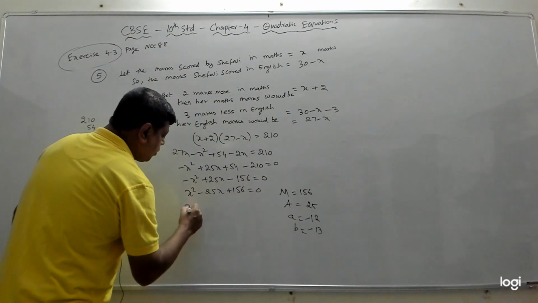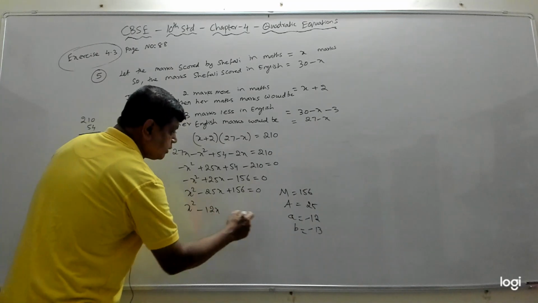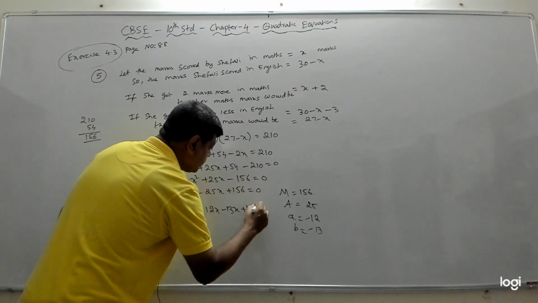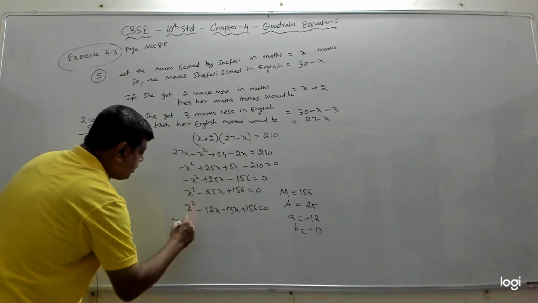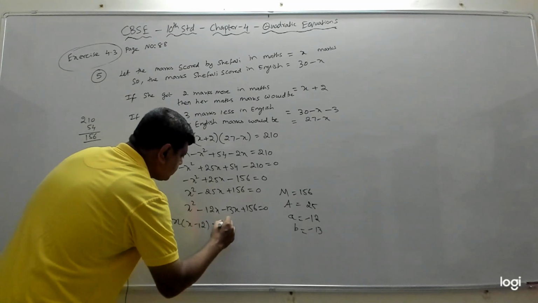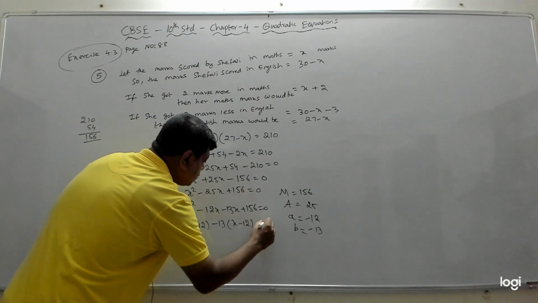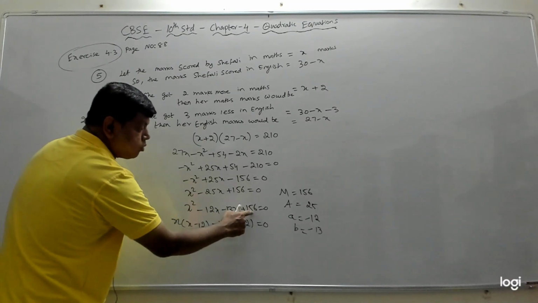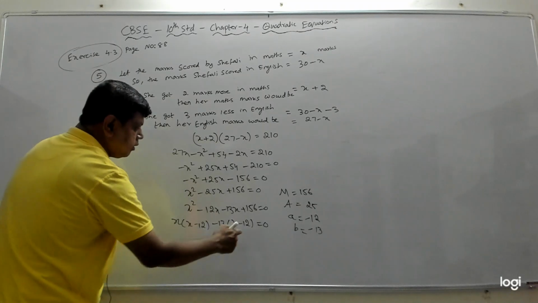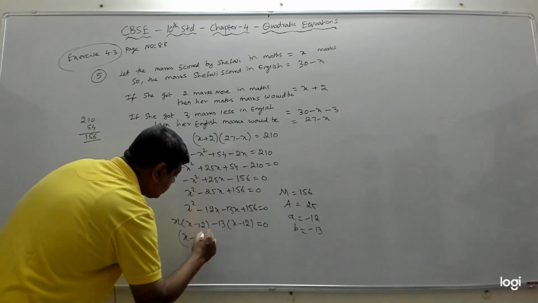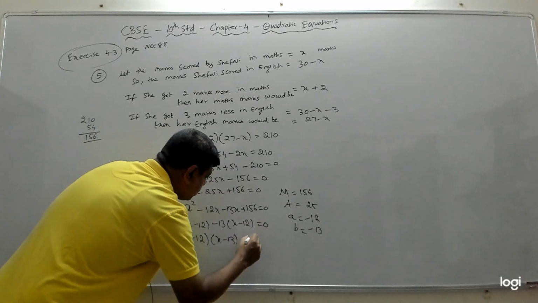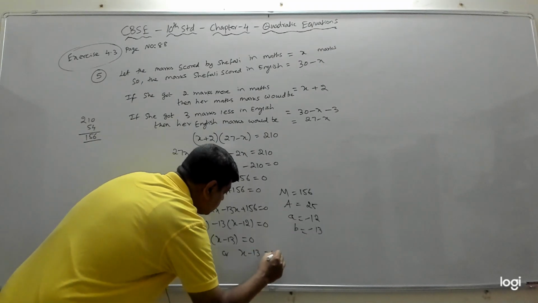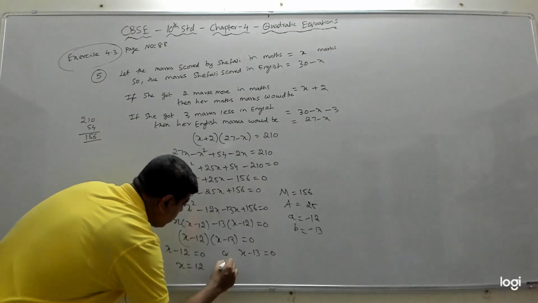So you get x square minus 12x. This 25 is written as minus 12x minus 13x plus 156 equal to 0. Now if I take x common, we'll get x minus 12. Take minus 13 common, we'll get x minus 12. Let us be careful. When you take minus 13 common, this plus will become minus, because 156 by minus 13 is minus 12. Now again here x minus 12 is common. You get x minus 13 equal to 0, which gives you x minus 12 equal to 0 or x minus 13 equal to 0, which means x is equal to 12 or x is equal to 13.